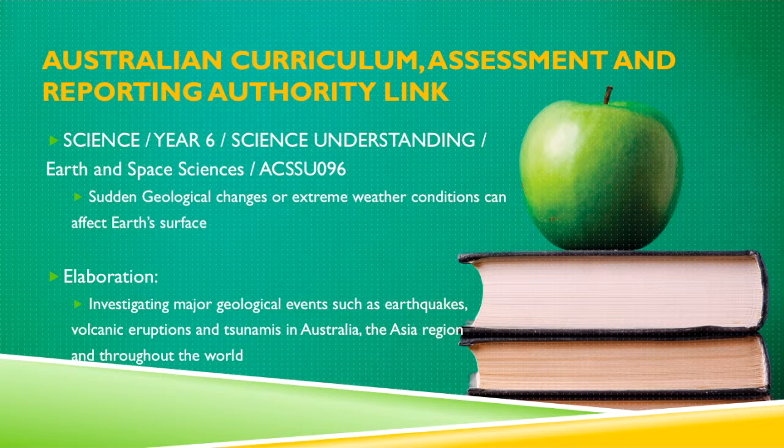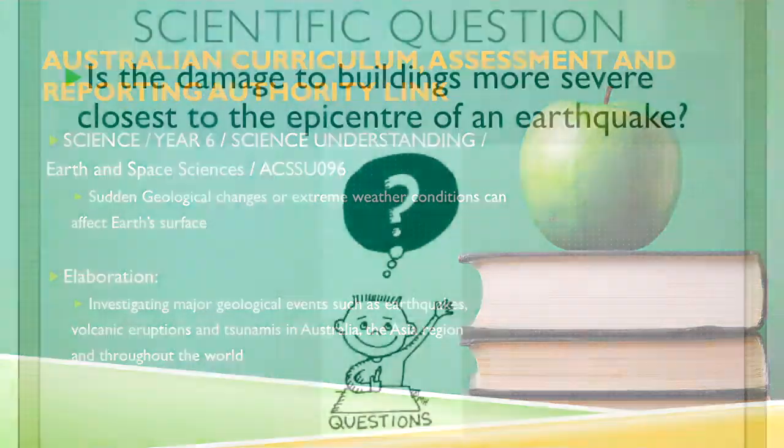We are basing our experiment on the Science Australian Curriculum strand ACSSU096 for Grade 6. Sudden geological changes or extreme weather conditions can affect Earth's surface, with the elaboration investigating major geological events such as earthquakes, volcanic eruptions, and tsunamis in Australia, the Asian region, and throughout the world.